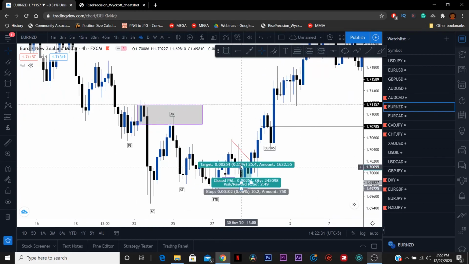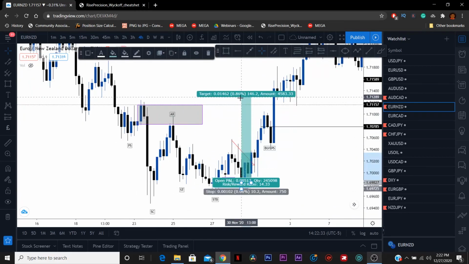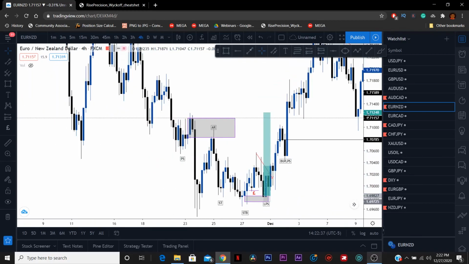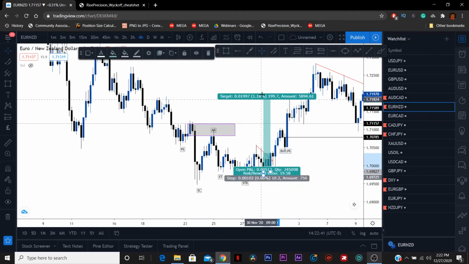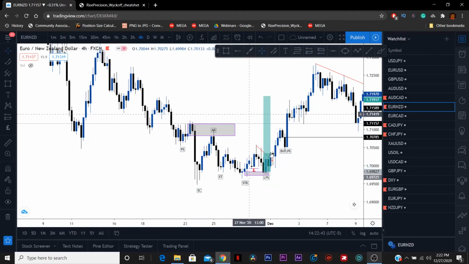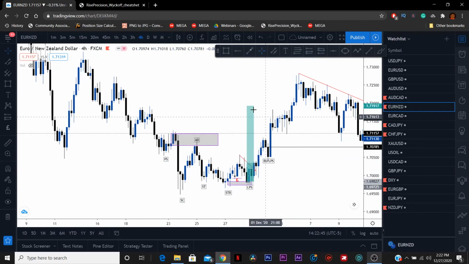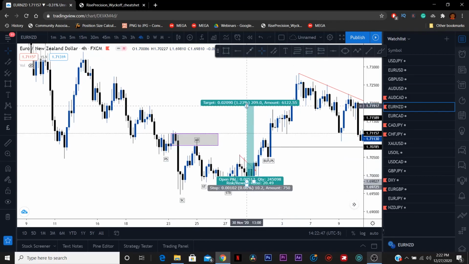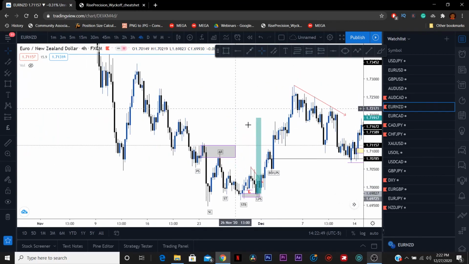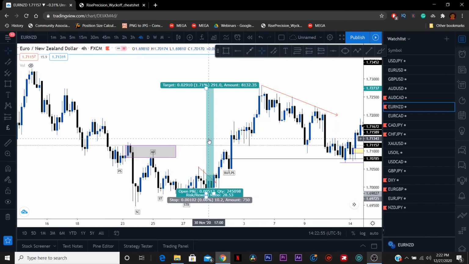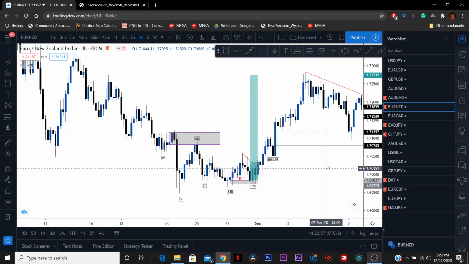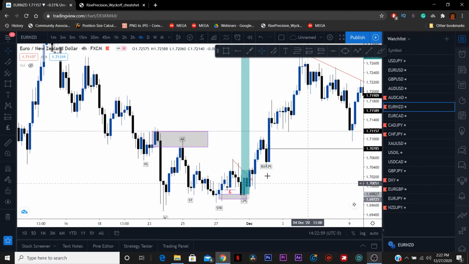Okay, so your first target would have been this high right here, which would have given you a 13-1. Your second target would have been this high right here, which should have given you a 20-1. And your last target, your target 3, would have been this high right here, which would have given you a 28-1.